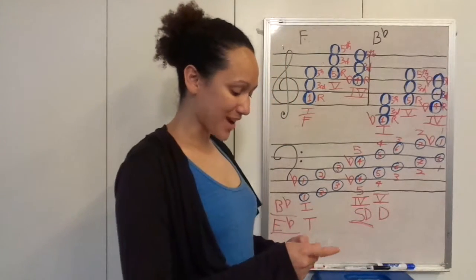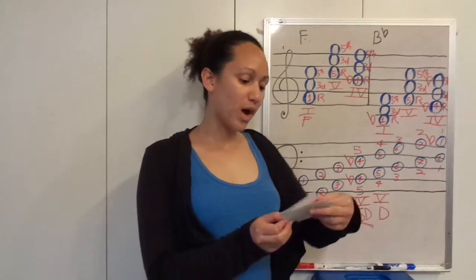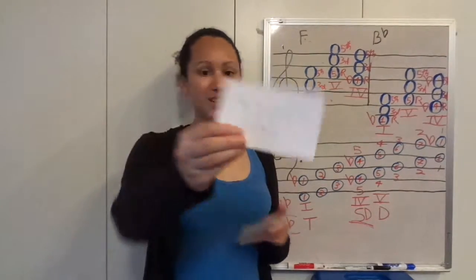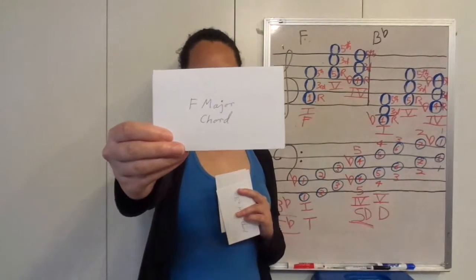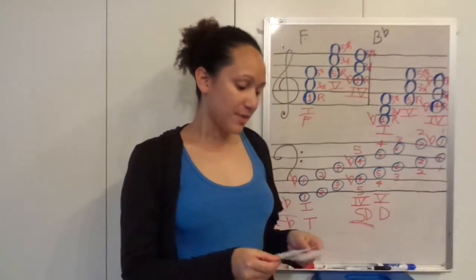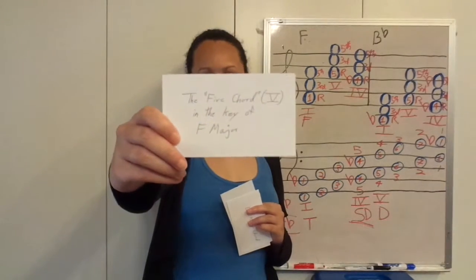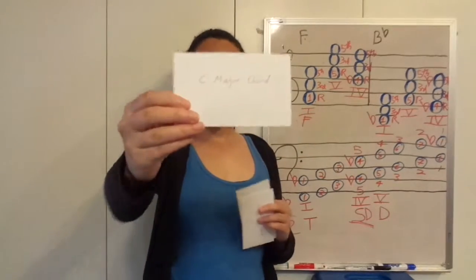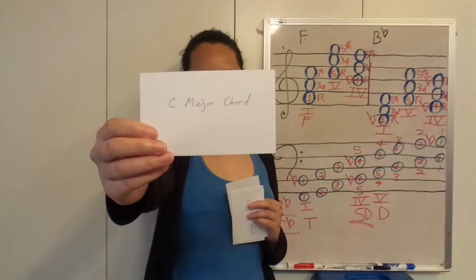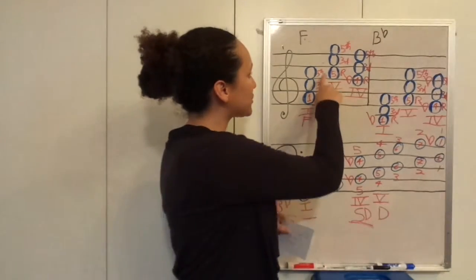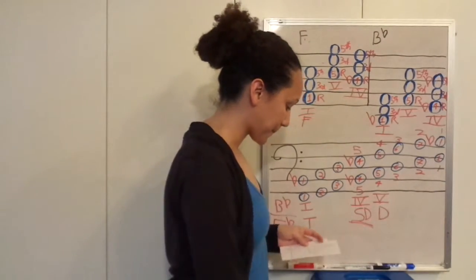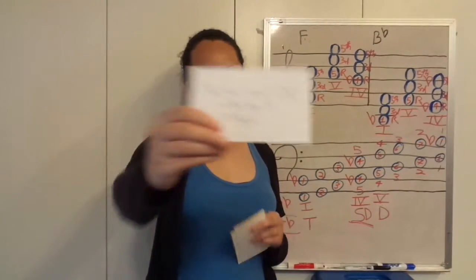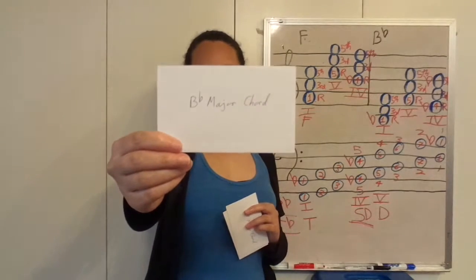Go ahead and take out your practice cards. F major, the 1 chord in the key of F major is, of course, the F major chord. So go ahead and put that on the reverse side. The 5 chord in the key of F major is the C chord. And that's right up here, our C chord. The 4 chord in the key of F major. And on the reverse side, the B flat chord.